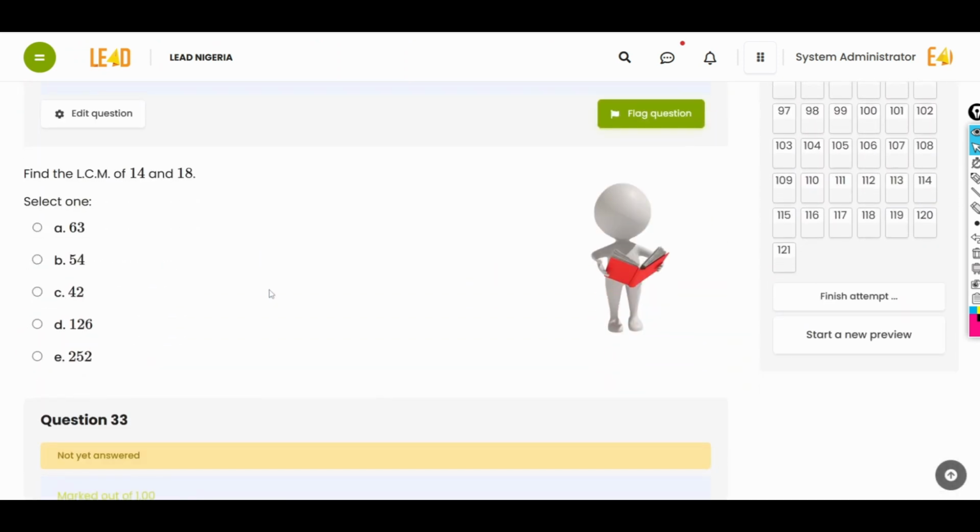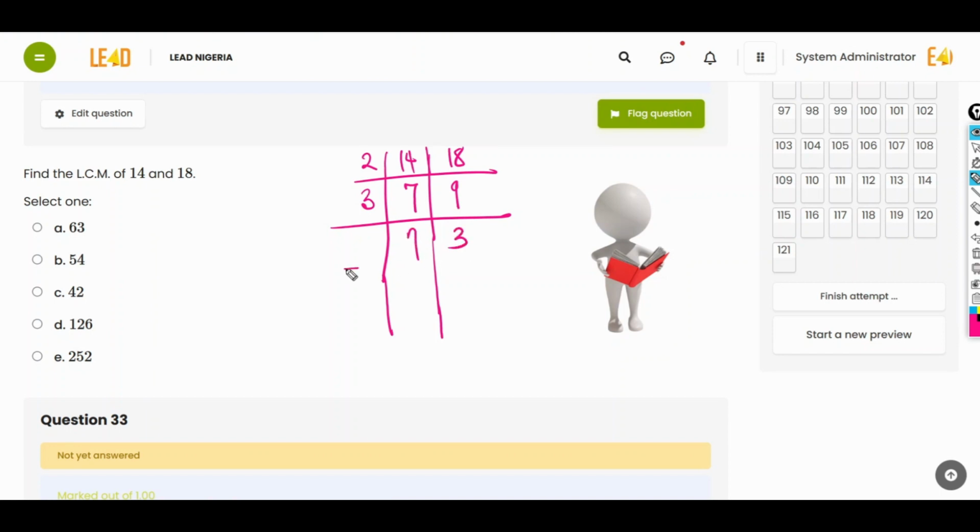32. Find the LCM of 14 and 18. All right, we can use 2, we have 7 and 9. We can use 3, we have 7 and 3. We can use 3, we have 7 and 1. We can use 7, we have 1, 1. Okay, so those are the prime numbers you can use.